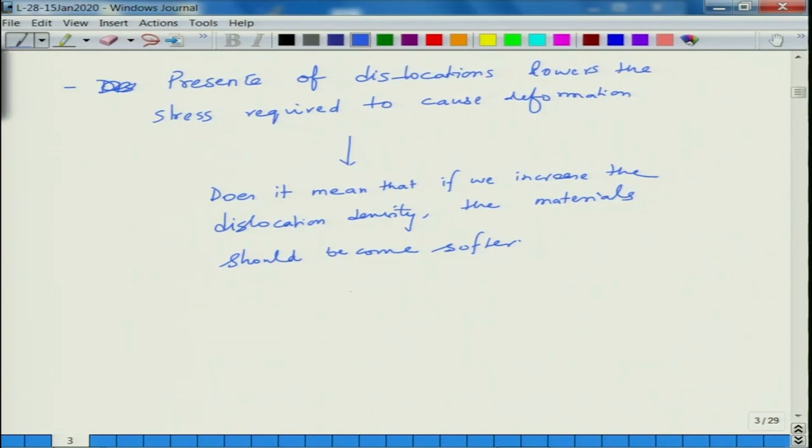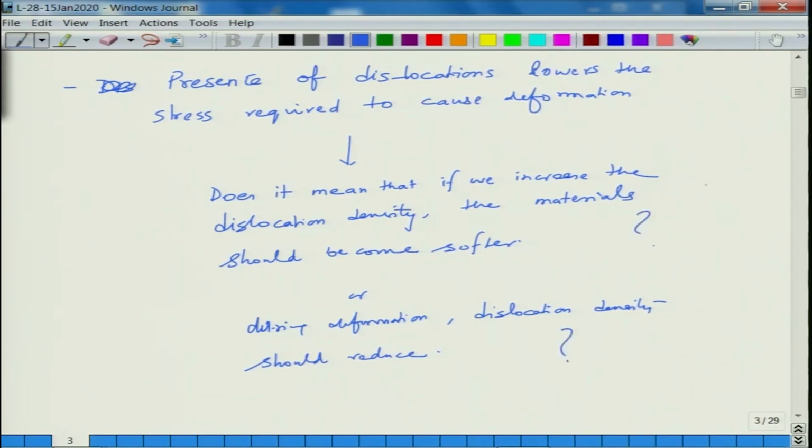or during deformation, since we are saying dislocation moves and it creates a step, the dislocation density should go down. None of this happens. So these are the questions, and experimentally speaking, this is also not true. So experimental observations are different.